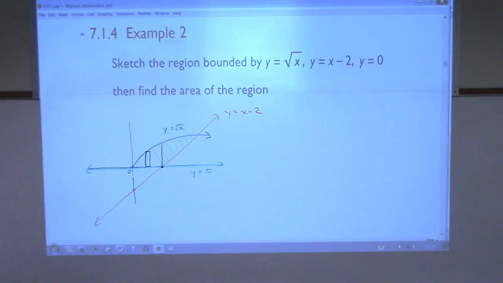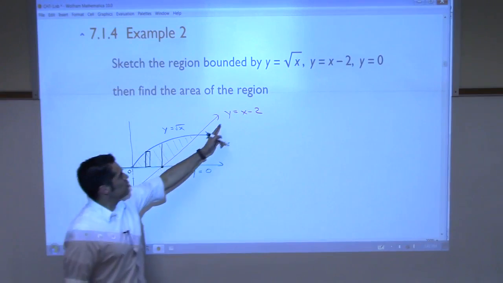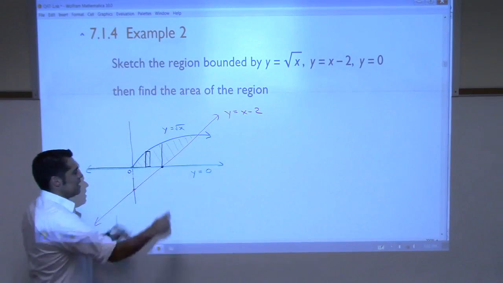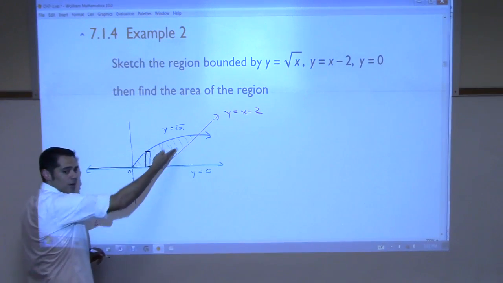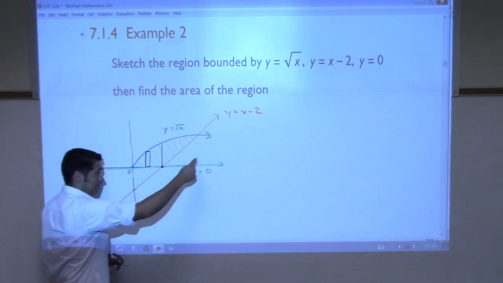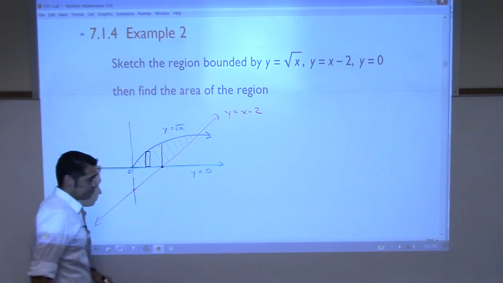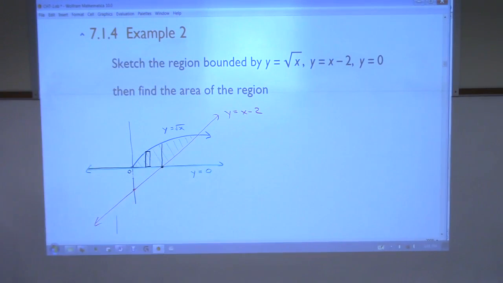So what is that point? 2, where are you getting that from? You're taking this red one here, and that happens to be the x-intercept of this red curve, which means if you just set that equal to 0, you get x is 2, right?